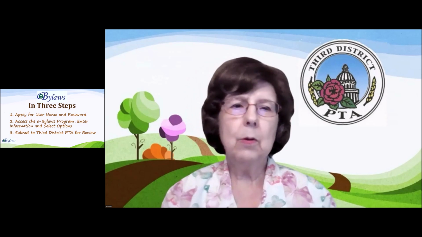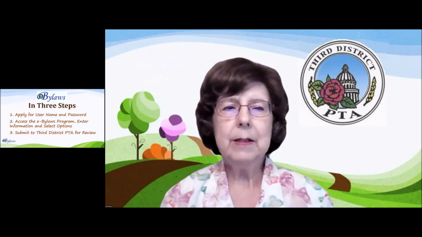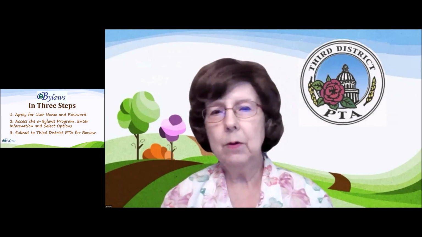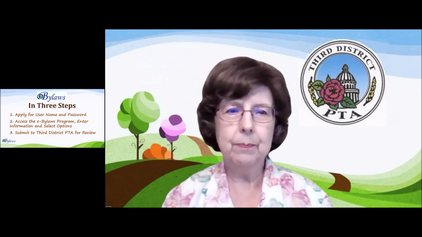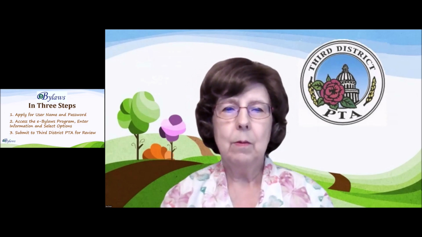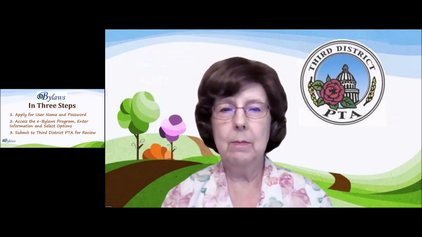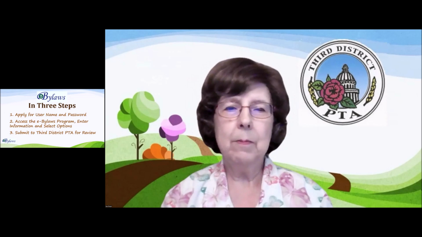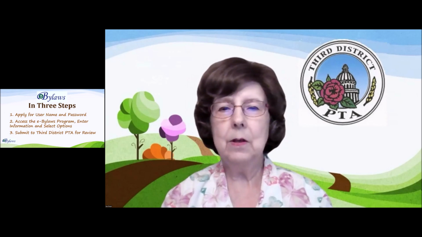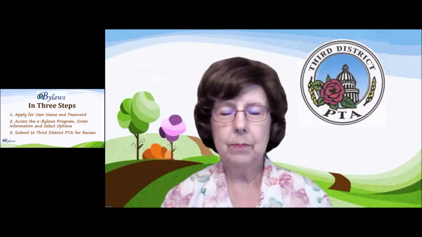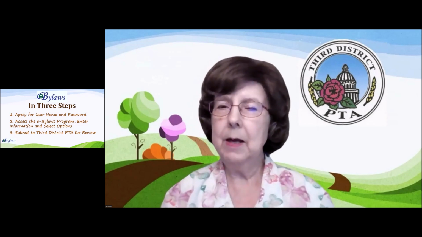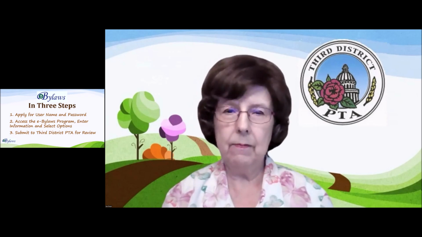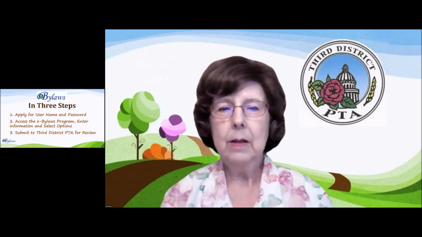So e-bylaws in 3 steps. First thing you're going to do is you have to apply for a username and password, and we'll talk about how you do that. Once you get your username and password, you have to access the e-bylaws program, enter information or answer the questions they ask you, select the options, and then you're going to build those bylaws as the final step and save them as a PDF on your computer.